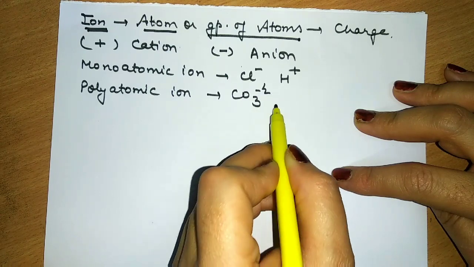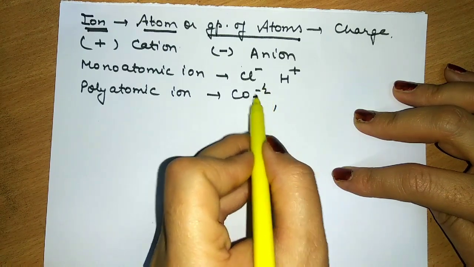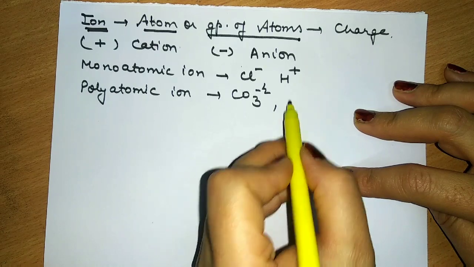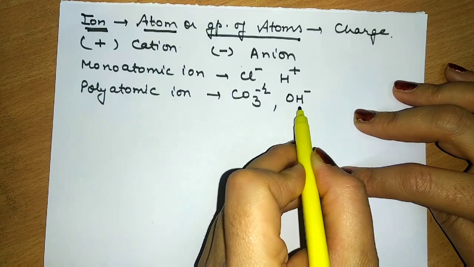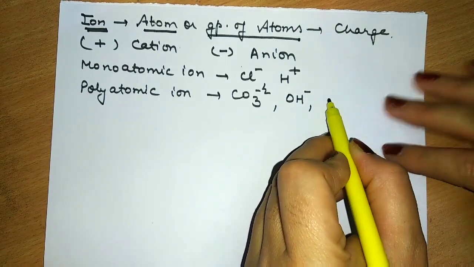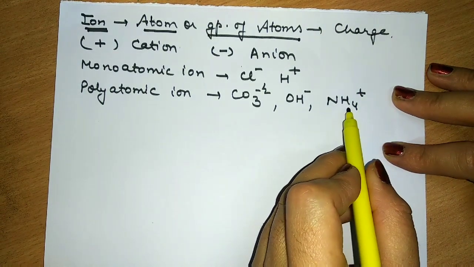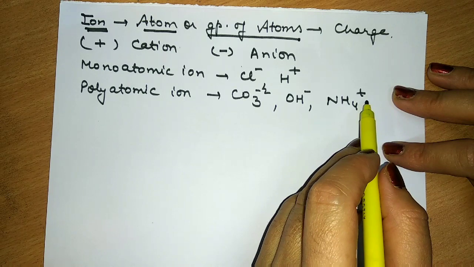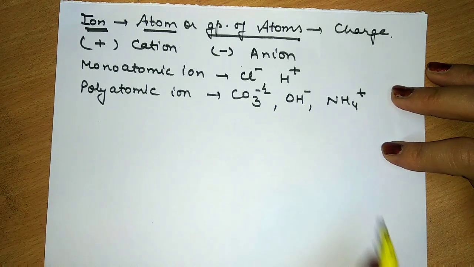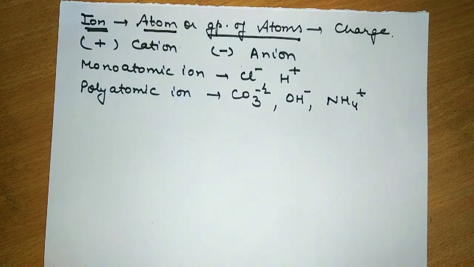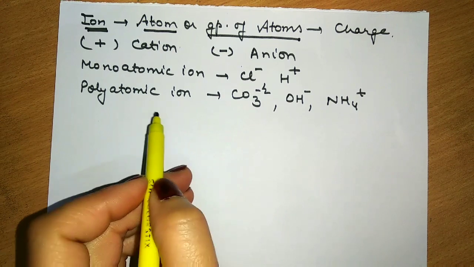So suppose I am having carbonate, it has carbon, oxygen as well as a charge on it. Okay, OH minus, oxygen and hydrogen as well as a charge on it. Ammonium ion, positive charge, NH4 plus. So this is a positive charge. So these are polyatomic. Poly means बहुत सारे atomic, यानी बहुत सारे atoms. So when it consists of a group of atoms which carry charge, we call them a polyatomic ion.